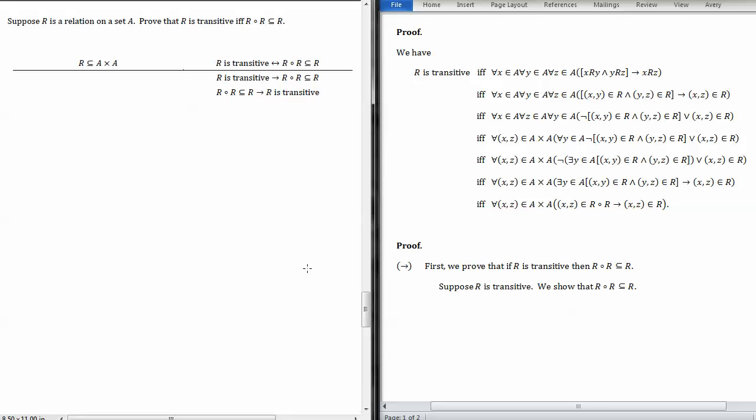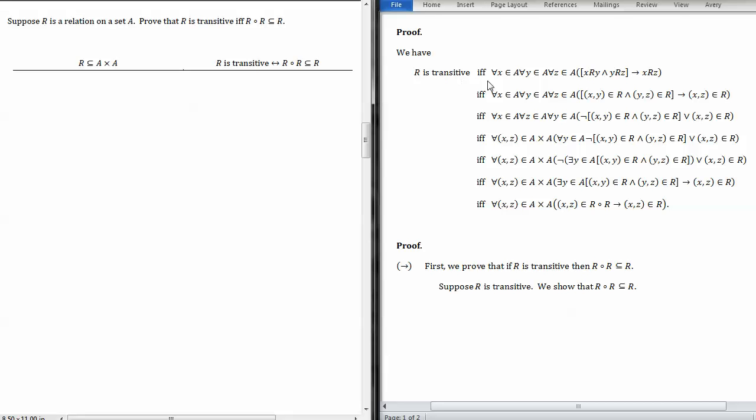So we could use our proof techniques for each of those. We'll do that in a minute. But before we do that, let's try and prove this thing just with a chain of if and only if statements. So maybe I'll back up a couple steps here. We're going to prove that one. So start off with R is transitive, and we want to end up with R composed with R as a subset of R.